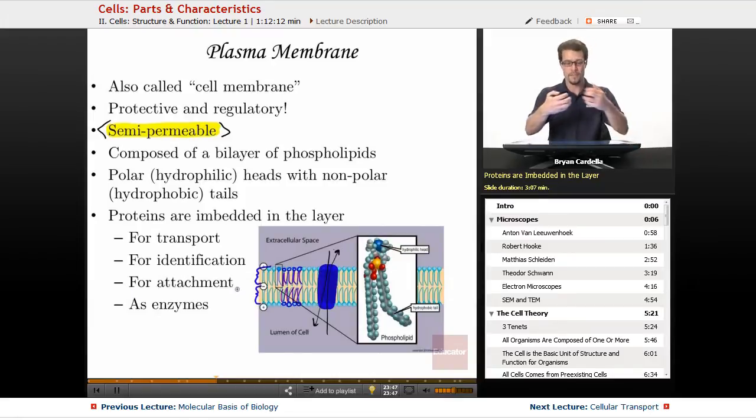Sometimes for attachment. Proteins allow cells to be bonded with other cells, attached to other cells. The reason why my skin doesn't tear apart here is I have proteins that are holding together my skin cells. And if those get damaged, then the tissue is going to fall apart. So a lot of times they are for attachment to neighboring cells or to neighboring layers. And sometimes they're enzymes. Sometimes there are enzymes embedded in the plasma membrane for the sake of changing a molecule, breaking it apart, building something, initiating a reaction.